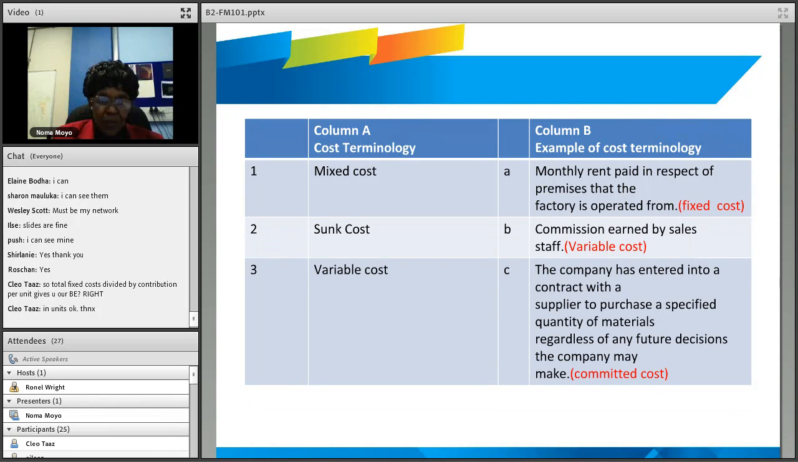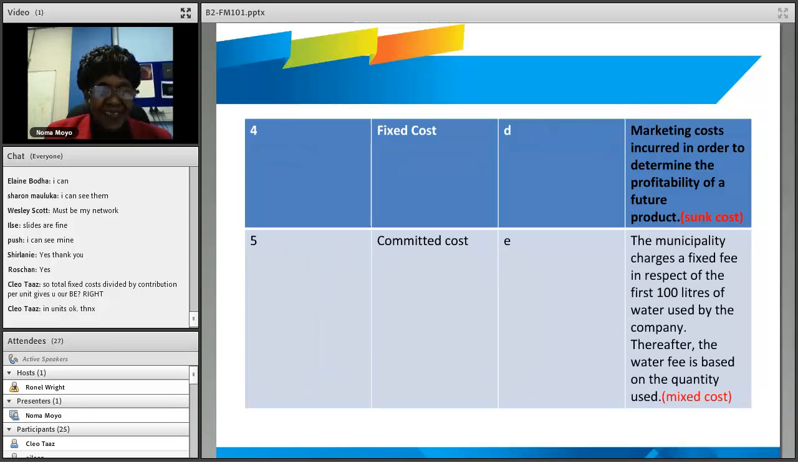Then let's go to number two. Sunk cost. What is a sunk cost? I say it is a cost that has already been incurred, that does not help us in our future decisions. It would be described as marketing costs incurred in order to determine the profitability of the future product. So it's something that was already incurred, and that becomes a sunk cost.